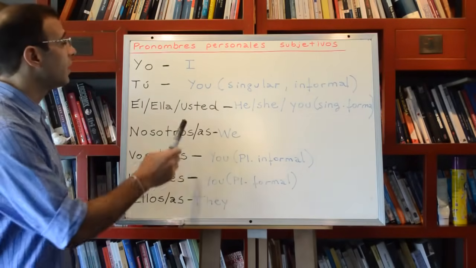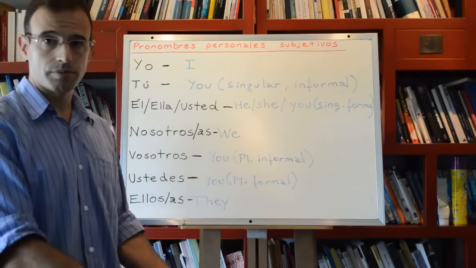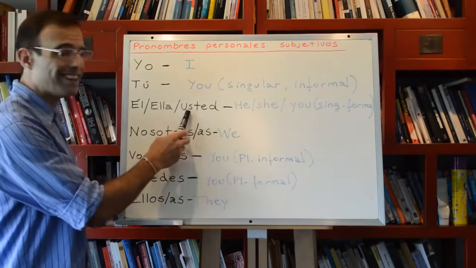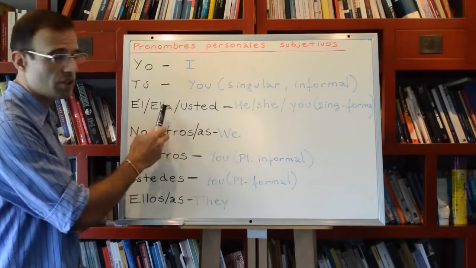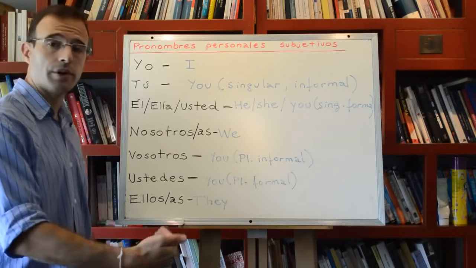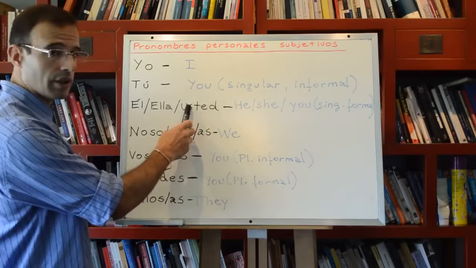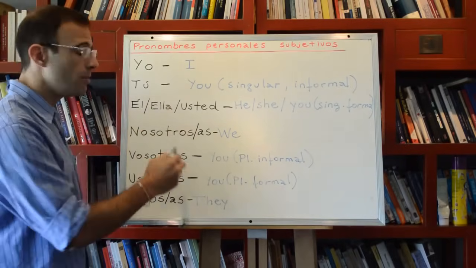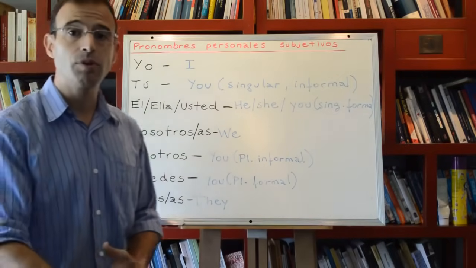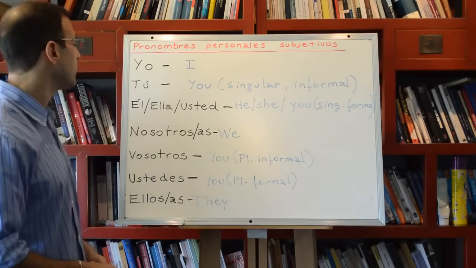The thing is, usted, the formal you, is conjugated the same as he and she, okay? Therefore, when we learn how to conjugate verbs, we will place usted together with he and she because they have the same conjugation, always, exactly always, okay?